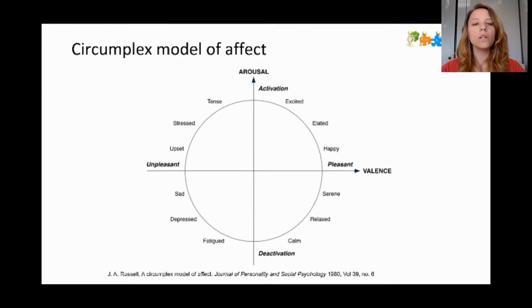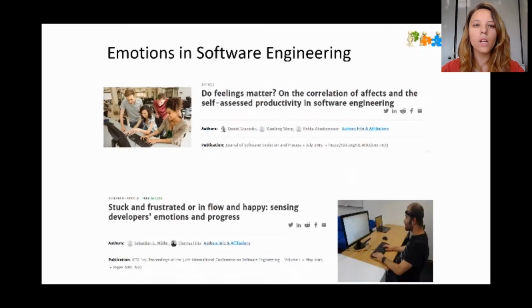When we talk about emotions, we refer to the Russell circumplex model of affect that categorizes them through 2 different dimensions that are the valence on the horizontal axis, that is the pleasantness of the stimuli, so it goes from unpleasant to pleasant, and the arousal, that is the level of emotional activation, and it goes from fatigued or calm to tense and excited. The study of emotion in the field of software engineering is quite new.